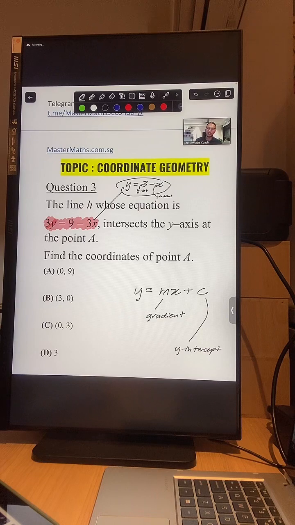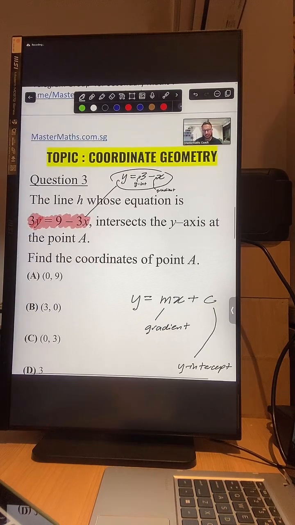Why do we need to figure that out? Because see, now they tell you that this line intersects the y-axis at the point A. Ladies and gentlemen, what is this thing we call the y-intercept? The y-intercept is where the line cuts the y-axis. Where the line cuts the y-axis is known as the y-intercept.